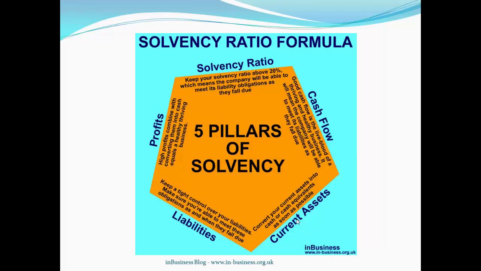So I'd like to introduce the 5 pillars of solvency. On each of the 5 corners, we have solvency ratio, cash flow, current assets, liabilities, and profits. So let's have a look at those in a bit more detail.